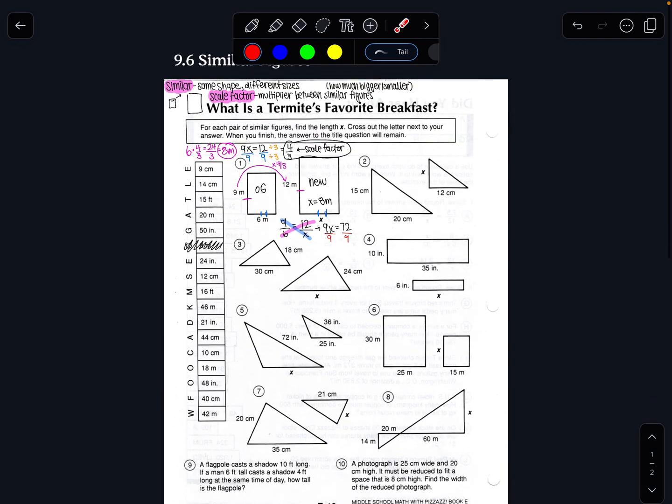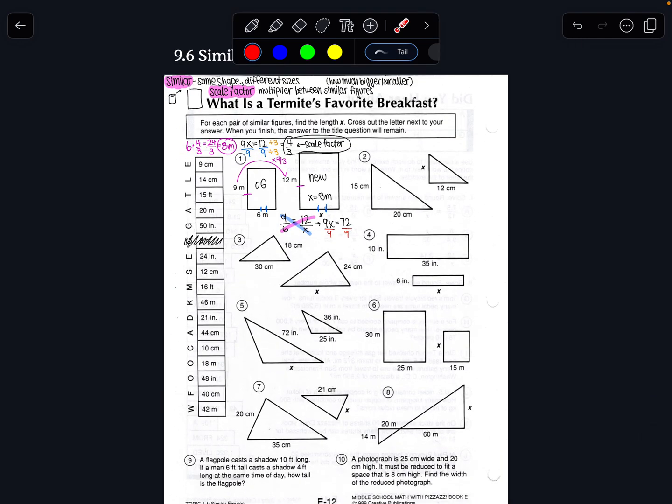Okay. But yeah, so this is your worksheet for today.